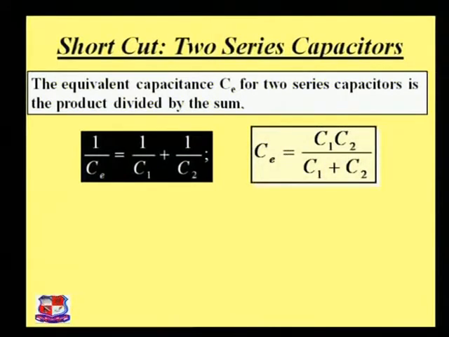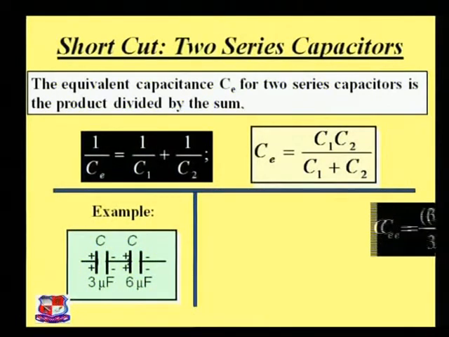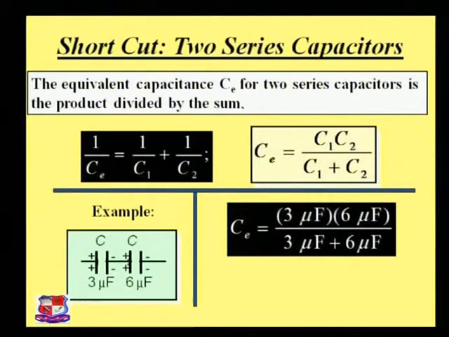This is one of the shortcuts for the series form. To find the equivalent capacitance, take the product of the capacitors over the sum of the capacitors. So CE equals C1 C2 by C1 plus C2 if we are using two capacitors. A simple example: C1 is 3 and C2 is 6 microfarad, so 6 times 3 is 18, divided by 6 plus 3, that is 9, which gives you 2 microfarad.